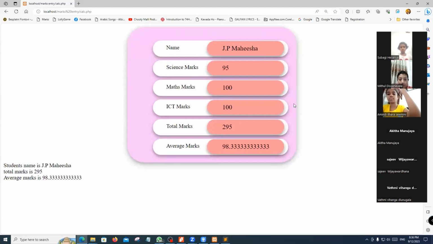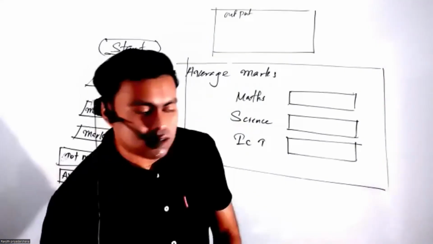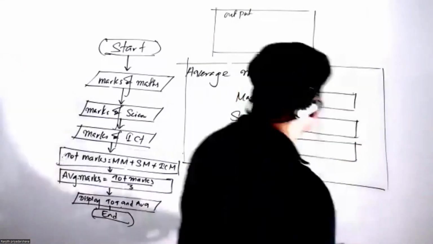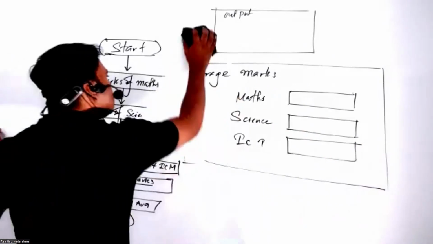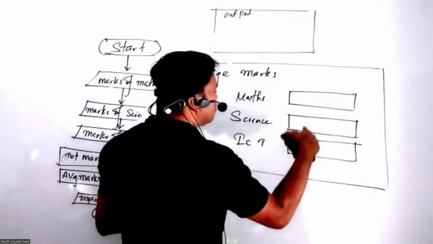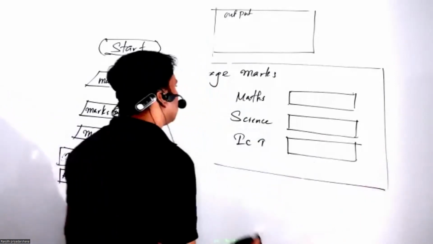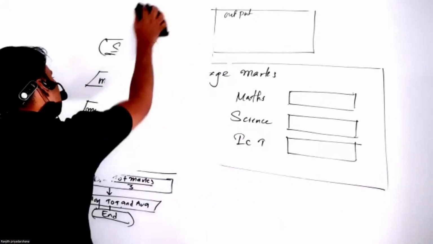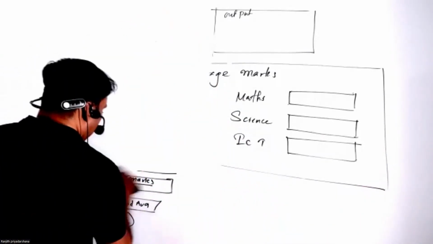Okay, let's practice this. Right. So now I'm going to introduce you one by one. What are the things in this HTML file? There were a few things you saw. One was a form where you enter maths, science, ICT marks and your name, wasn't there? So how to make that?